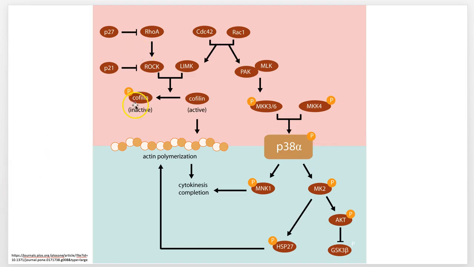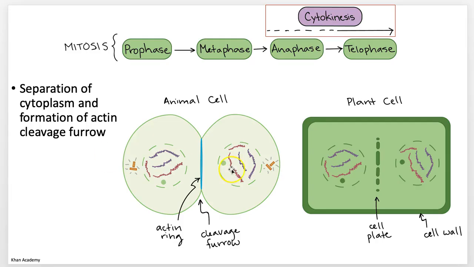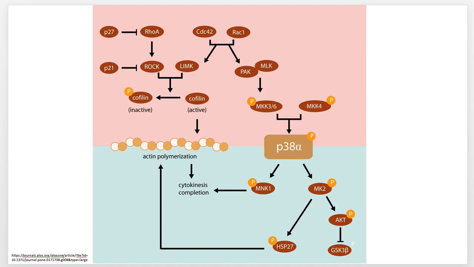If I gave you a picture like this on an exam and then asked you questions like, if I disabled cofilin, what does that do? Well, if cofilin doesn't get phosphorylated, then I can't actually polymerize my actin. What would that do to the cell? Well, you would never be able to form a cleavage furrow, and you would end up with these weird bizarro cells that are like two separate cells, but they're still attached, and it just gets confusing. So, anywho, move on. So that is the end of mitosis.